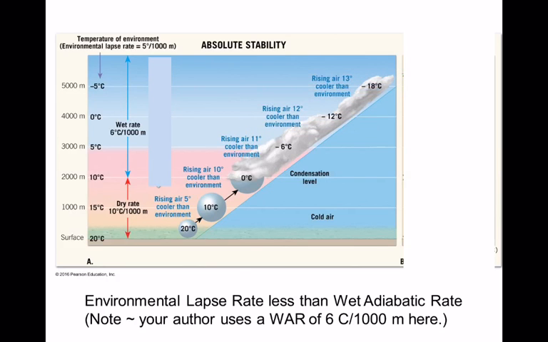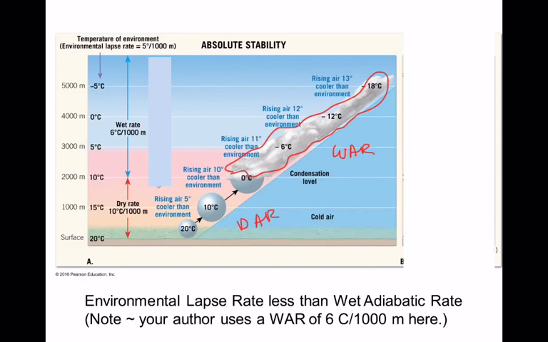Notice that we have a cooling rate starting right here of 6, and you're like, well, how would I know that? Well, look at the figure. It's cooled down to the dew point temperature, and you see clouds there. So this is cooling at the wet adiabatic rate, and this is cooling at the dry adiabatic rate.